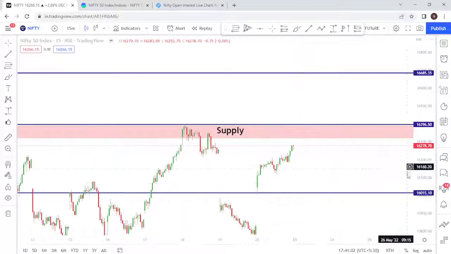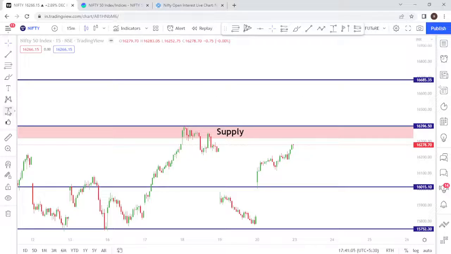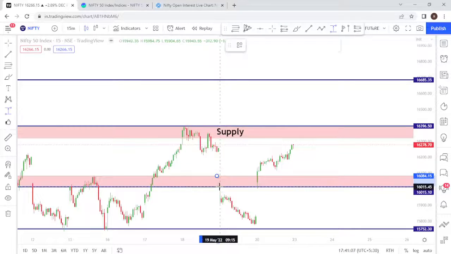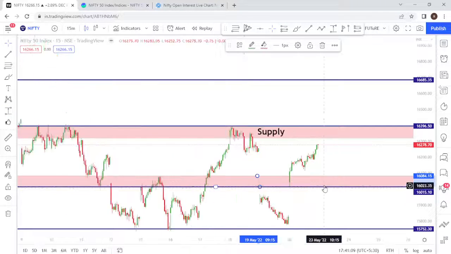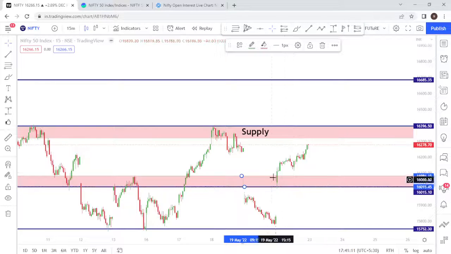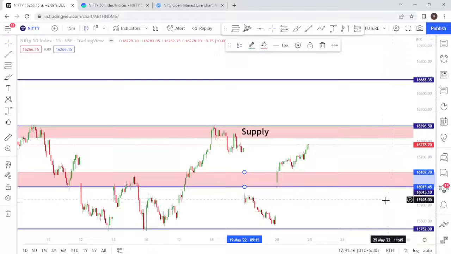Now what else can I see? I can see a demand level as well. This is going to be my demand level because your previous resistance has now become support. So tomorrow, if price comes here, I will look forward to buying, or there are chances of buying for me.